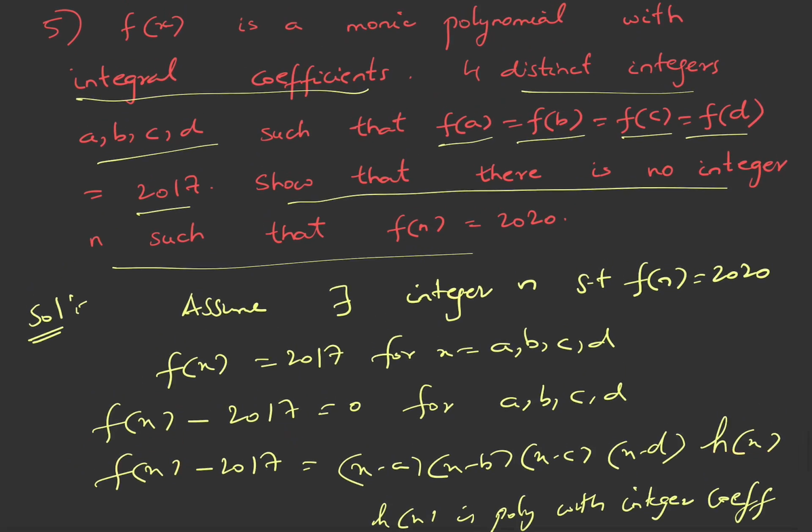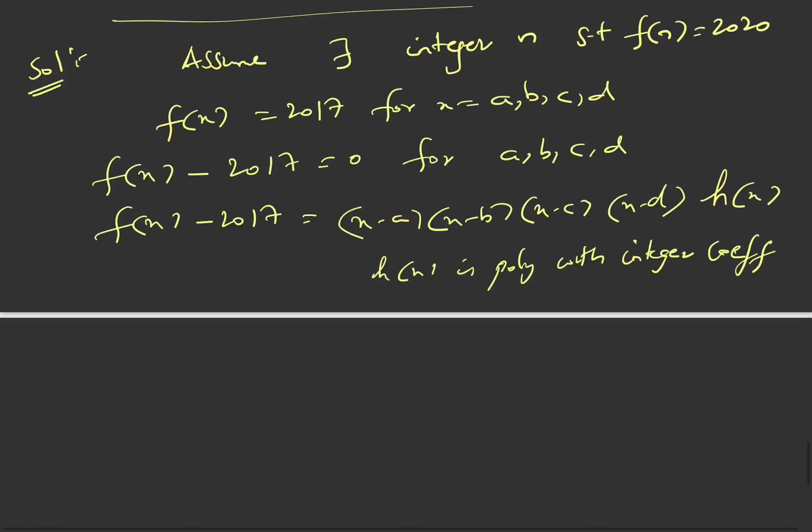Let me just repeat it again for you. So this polynomial was 0 for a, b, c, d, right? So x minus a, x minus b, x minus c, and x minus d were its factors by the factor theorem. So I have written it in this way, and we can expect some other quotient h of x, and this is also a polynomial with integral coefficients.